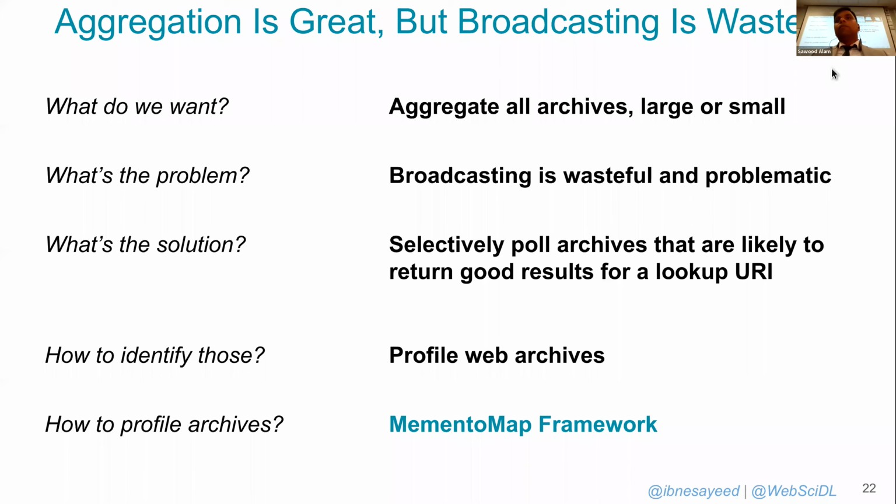So let's recap. What we want is to aggregate all the web archives, large or small, for good reasons. But the problem is it requires broadcasting, which is wasteful and problematic. What is the solution? We want a way to selectively poll archives that are likely to return good results for lookup URIs. And what do we need to do about it? That would require basically creating profiles of web archives so we know what they have and what they don't. And how to do that? So allow me to introduce the MementoMap framework.